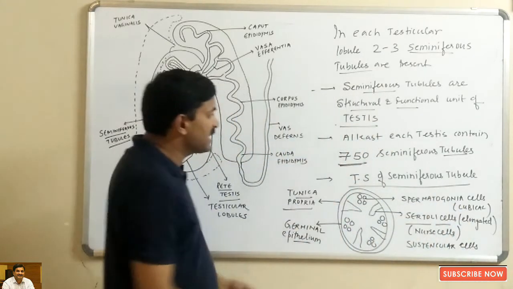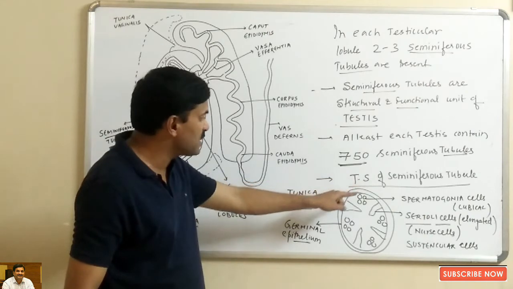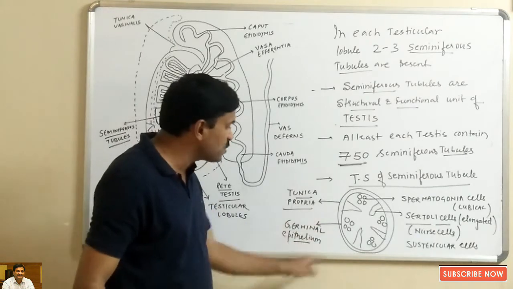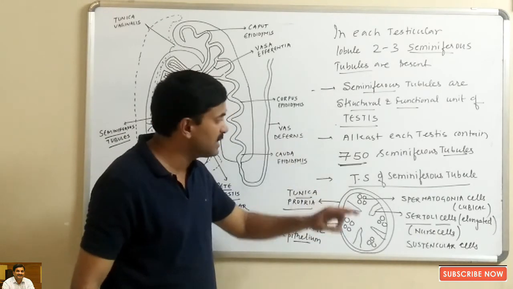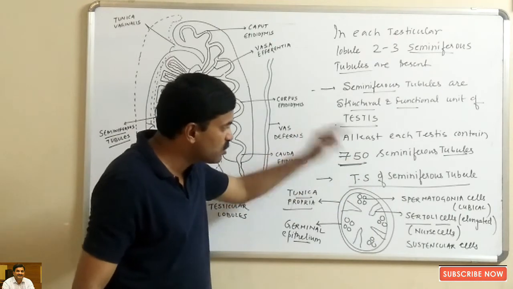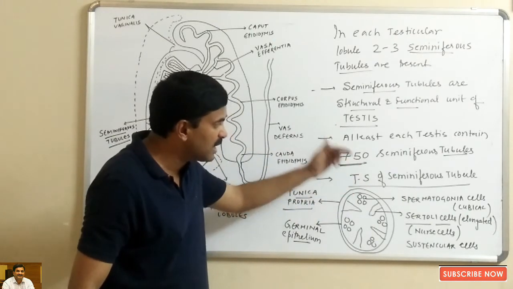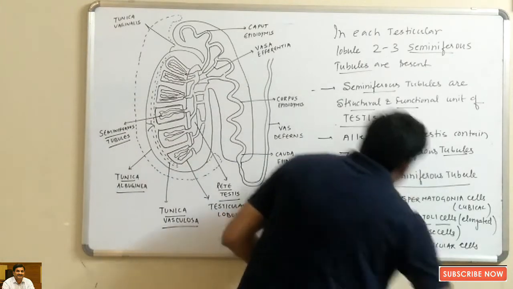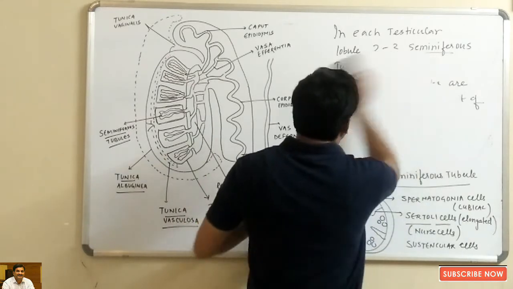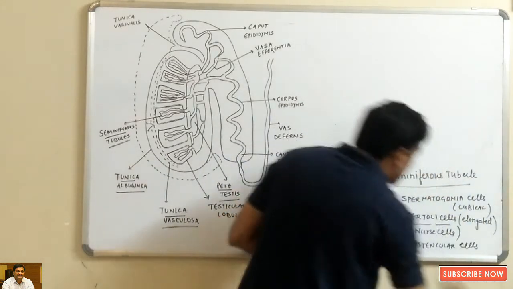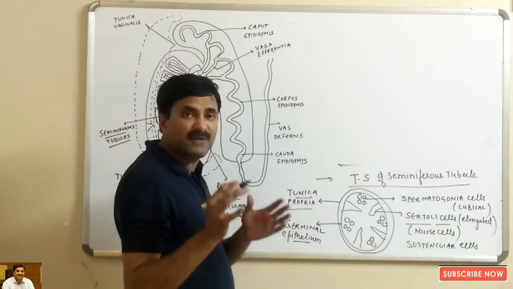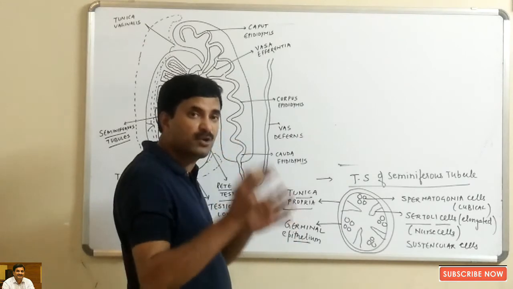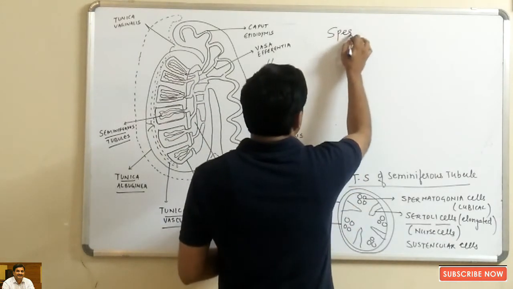So we can say that in a TS of seminiferous tubule, the outermost layer is the tunica propria, the inner layer is known as the germinal epithelium, and associated with this germinal epithelium are two types of cells. One is the spermatogonia cell, which is cubical in nature, and the Sertoli cells are elongated, and these are called the nurse cells or the sustentacular cells. Now let's have a look at what the function of the spermatogonia cells is. As we know, seminiferous tubules are very important for sperm production. They are the structural and functional unit of the testes, so you must know what they do.